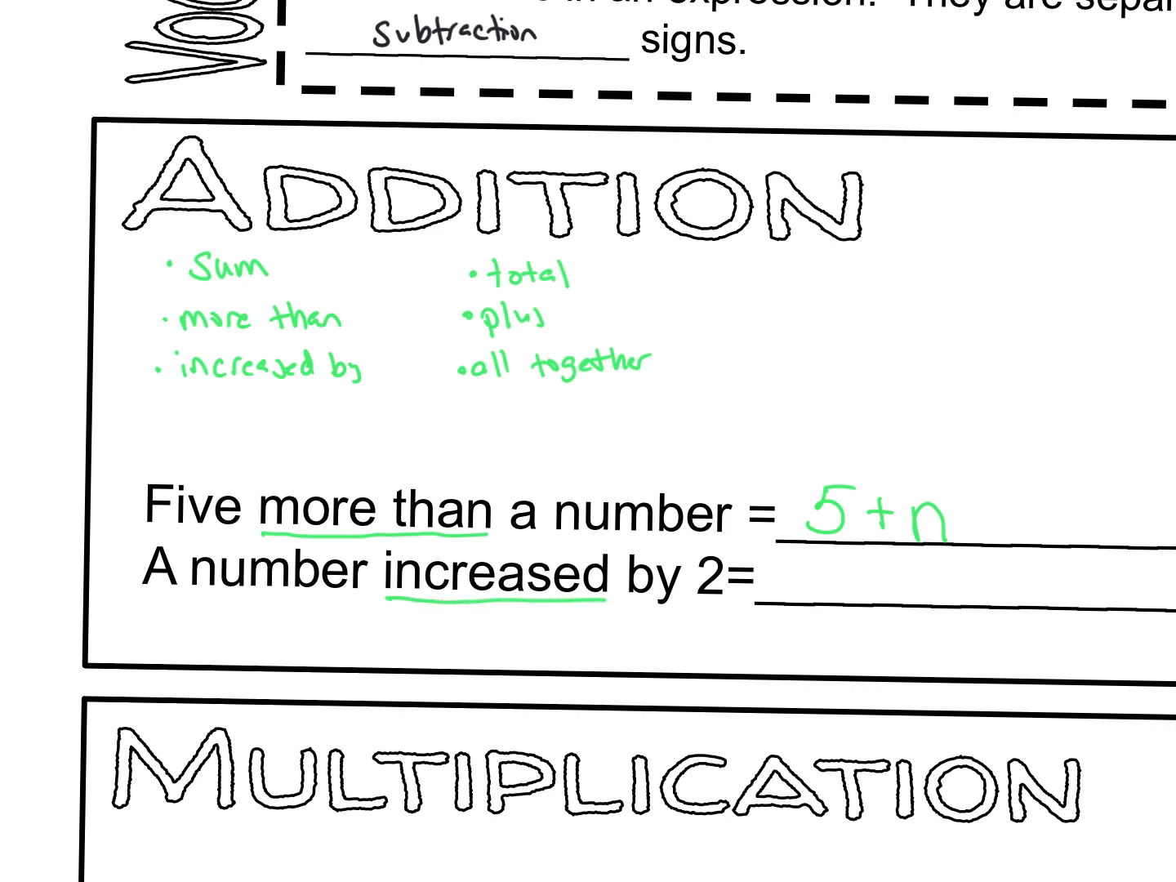All right, once again, we have increased by. So here, this would be a number. This time we don't know what the number is, so I'm going to use n, increased by 2.